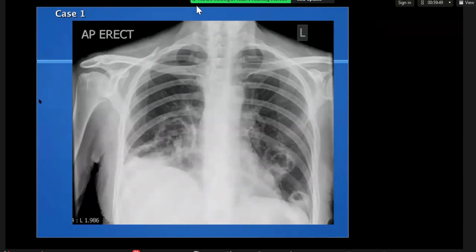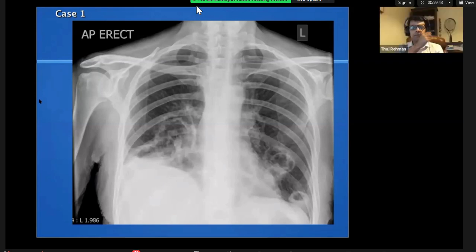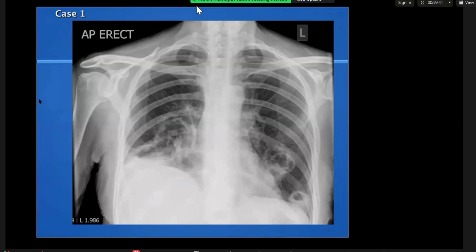Yes, I've got an AP erect radiograph and then skeletal image operation. Your voice is a bit faint. I'm not able to hear clearly. Yeah, can you hear me now?